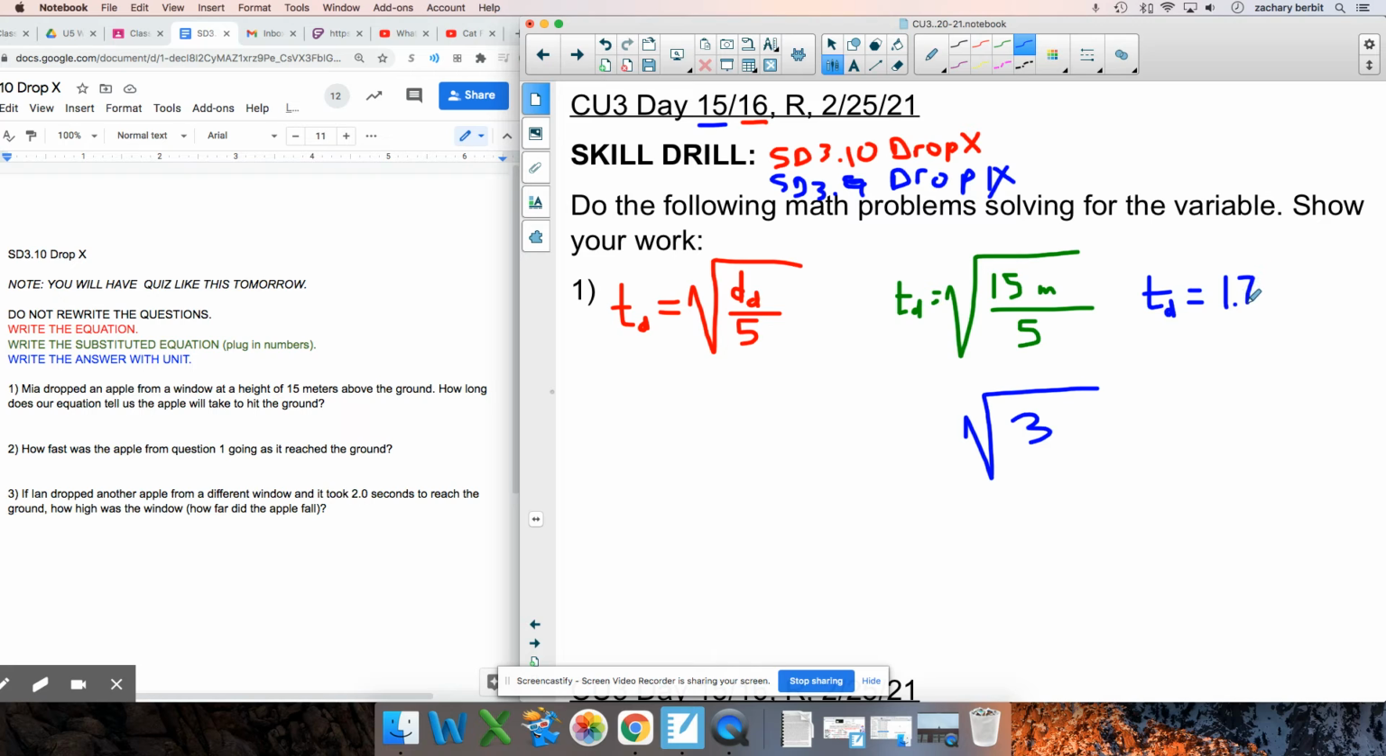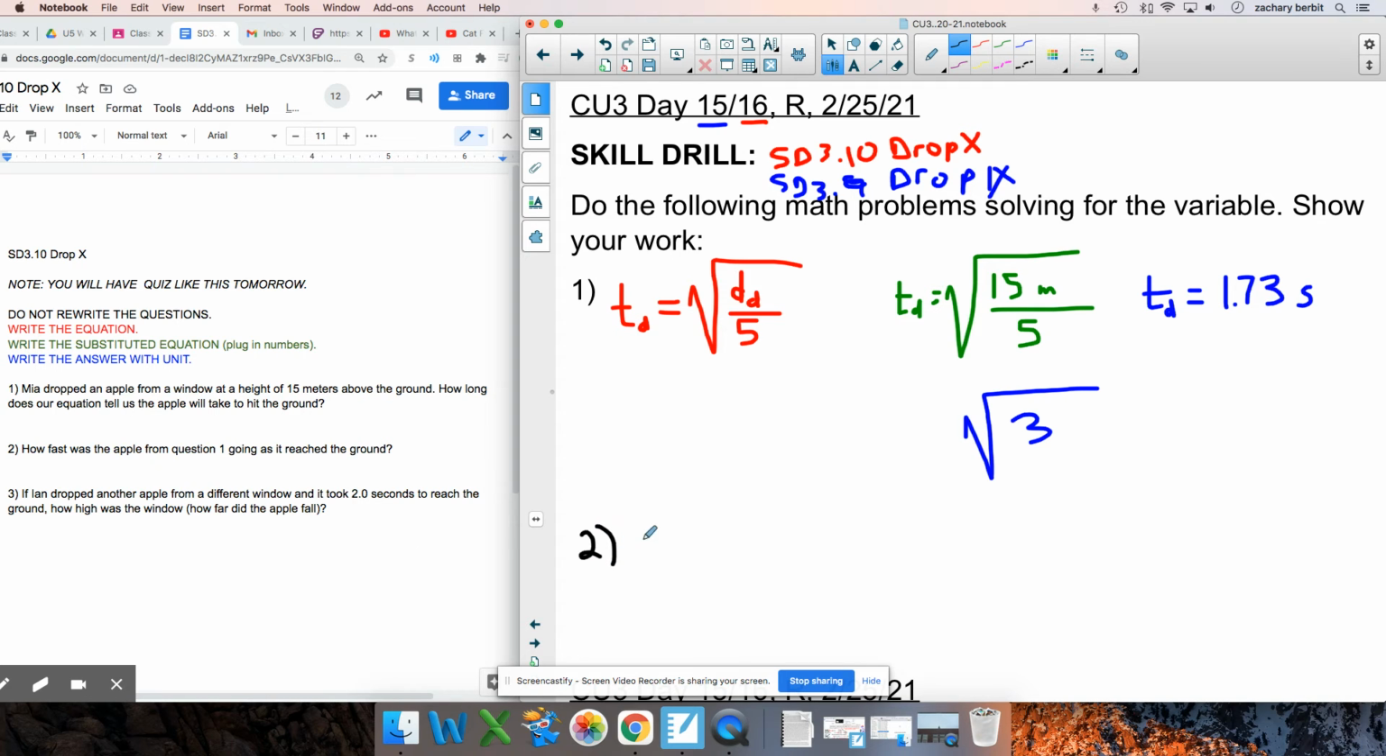1.7 seconds. Square root of 3, I know, is around 1.7. Let me check on my calculator. What's the next digit? I don't remember. Square root of 3 is 1.73. Fine. You're probably good with 1.73. It's a time, so the unit is going to be seconds. Boom, there it is. Question 1 done. Full credit.